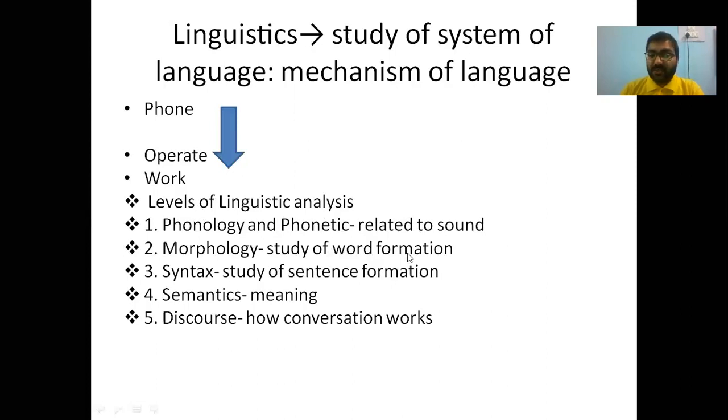Morphology is the study of word formation, how words are formed and how we can make new words. Syntax is the study of sentence formation, how a sentence is formed, what is the subject, verb, object. Semantics is all related to the meaning of words, how meaning is generated and made. Discourse, in literature, is where we study how conversation works and how we start a conversation.